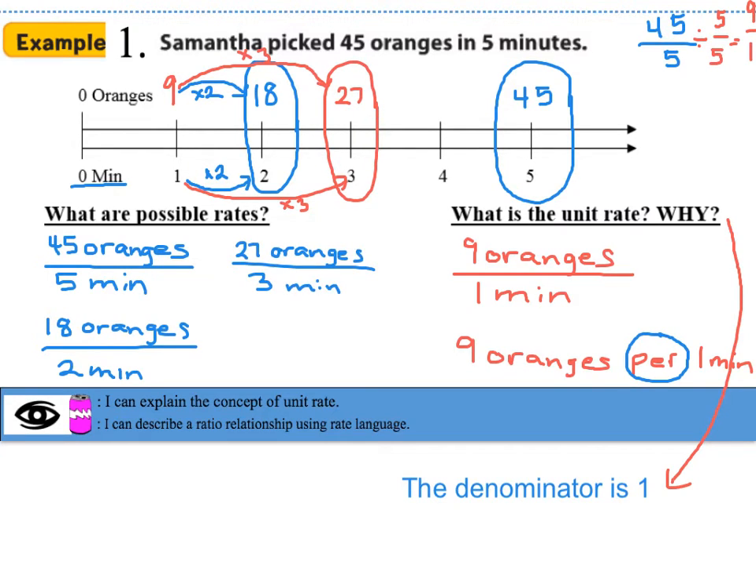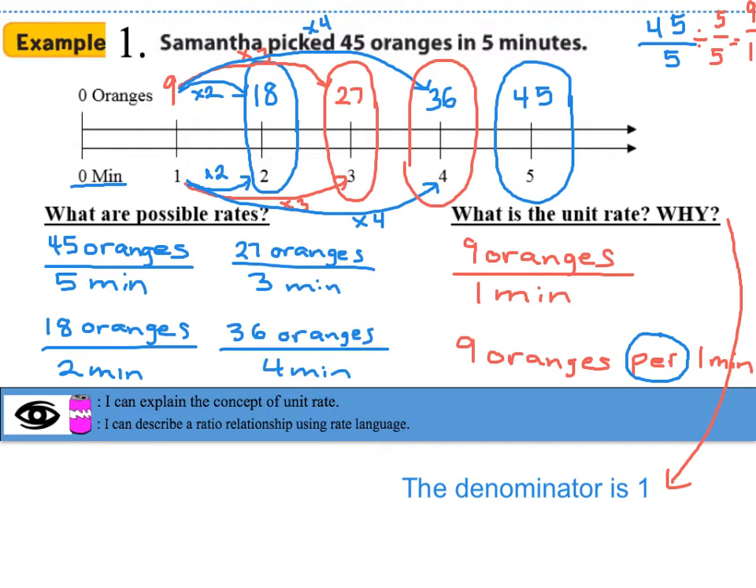And also, if I want to make the bottom into a 4, I would multiply the bottom by 4. So 1 times 4 would be 4. Multiply the top by 4. So 9 times 4 would be 36. So my rate would be 36 oranges per 4 minutes. And those are the other possibilities for the rates for 45 over 5.